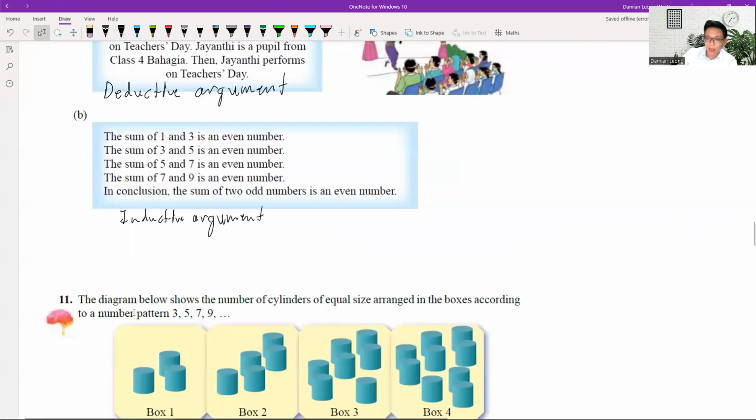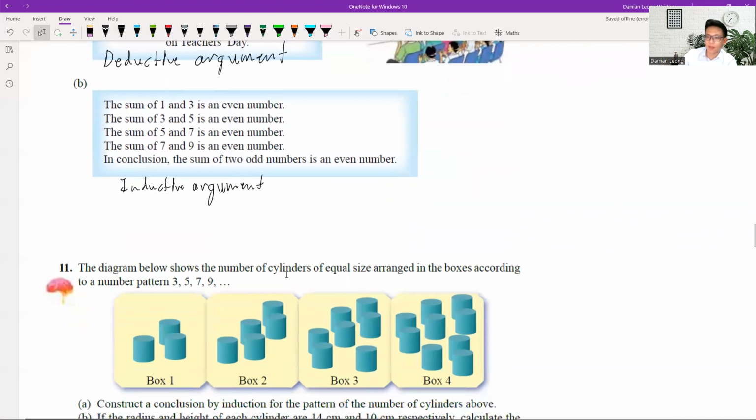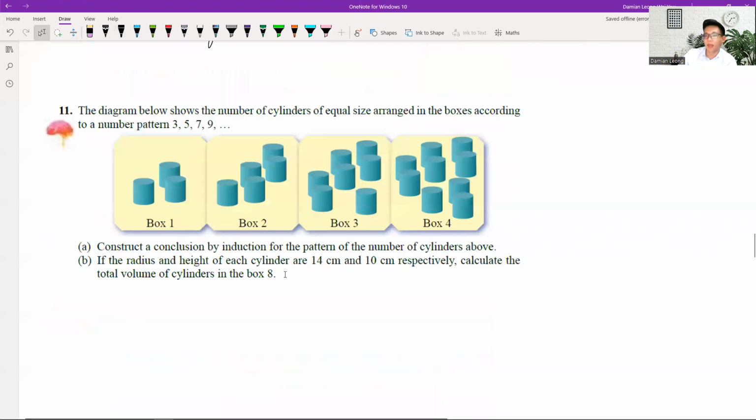Question 11. The diagram below shows the number of cylinders of equal size arranged in boxes according to the number pattern 3, 5, 7, 9. Part A, construct a conclusion by induction for the pattern of the number of cylinders above. So 3, 5, 7, 9. Just look at how they relate. Plus 2, plus 2, plus 2. So it relates with plus 2.